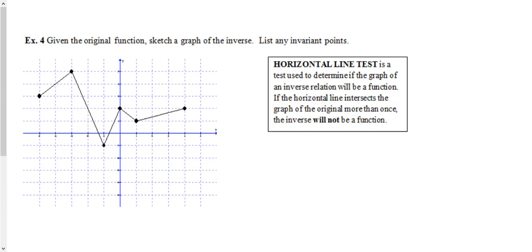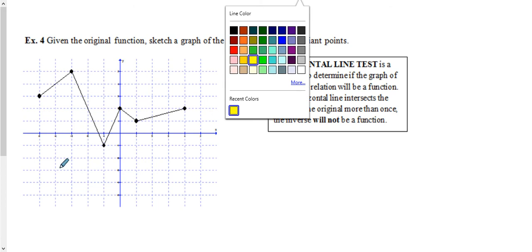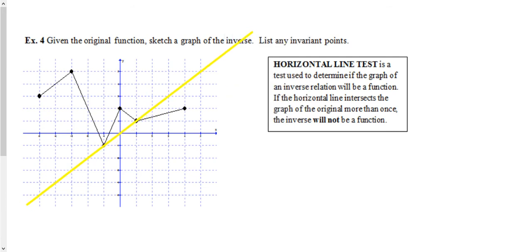So given the original function, sketch a graph of the inverse, list any invariant points. So all we're doing here is taking all these coordinates and we're just switching all their x's and y's around. If you want to do it that way, you definitely can. The other way to do this is if you drew in a line right down your y equals x, and then flipped it along that, that would also work. And so I'm just going to quickly sketch that in, and you could reflect everything off of that line there, and that would be the same thing as well.